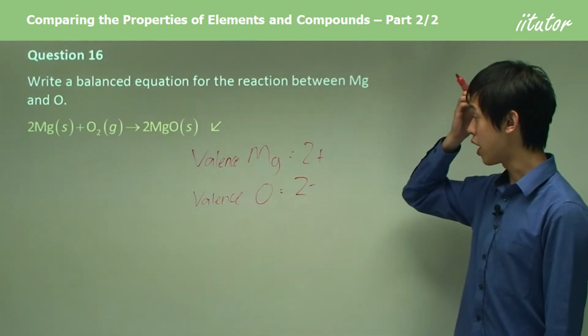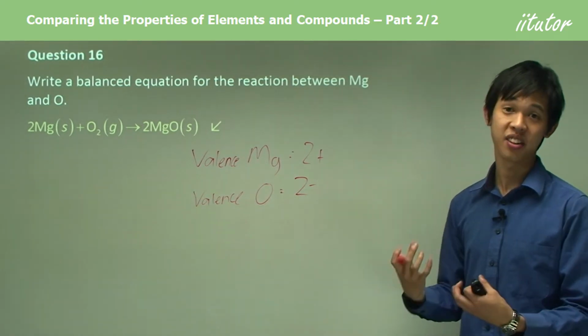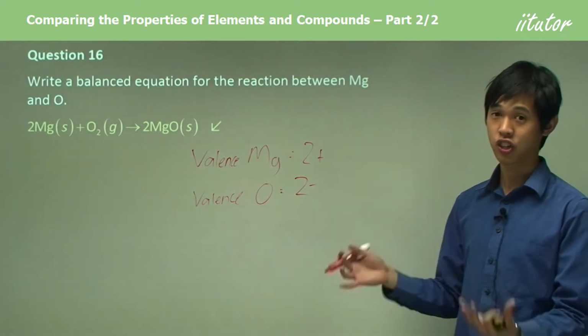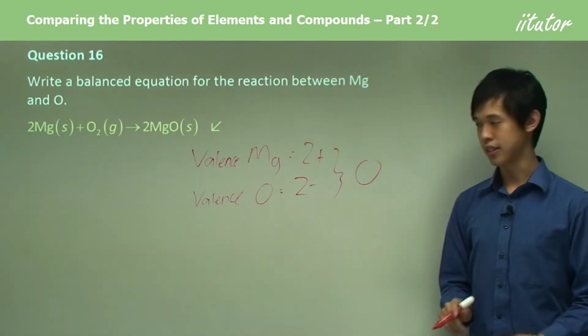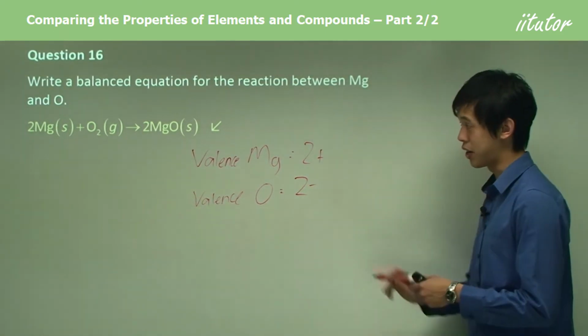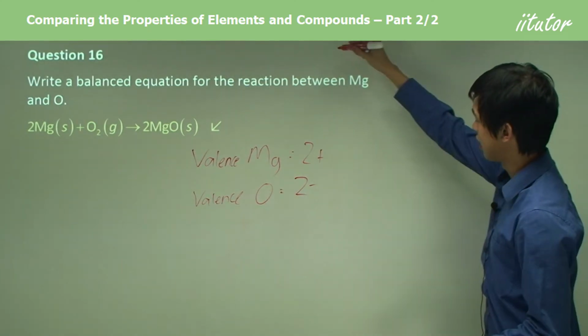And so for every 1 magnesium atom, we can balance it with 1 oxygen atom, and then the net charge will be 0. See, if I put these 2 together, I get 0 out. Make sense so far? Now that we know that, we can easily write an equation.